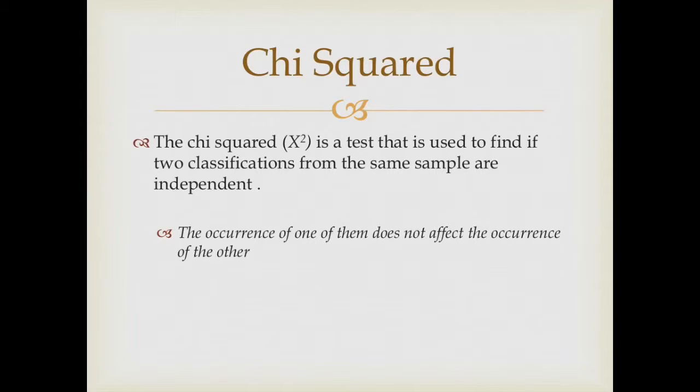To begin with, the chi-squared test is used to find if two classifications from the same sample are independent. So what that means is, does the occurrence of one of them affect the occurrence of the other one? Is there anything that relates two different variables together, or are they completely independent, which means the occurrence of one has no effect on the occurrence of the other? That's what we're going to do when we calculate our chi-squared and run the chi-squared test for independence.